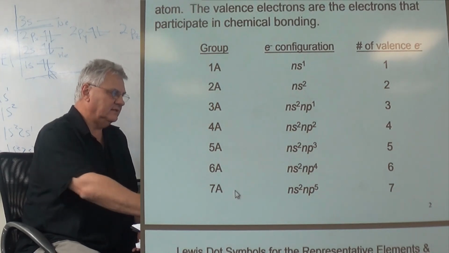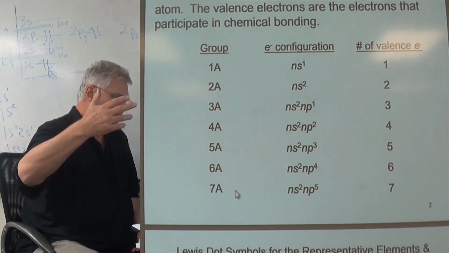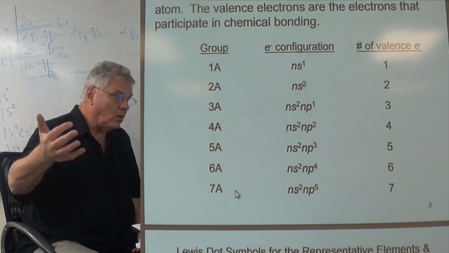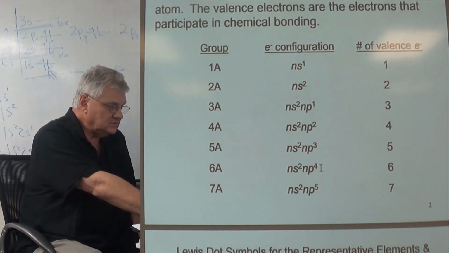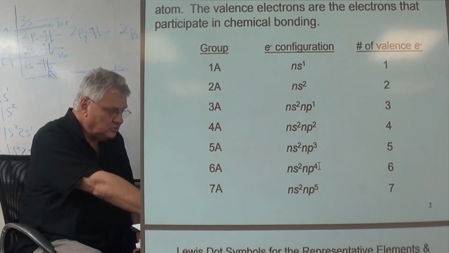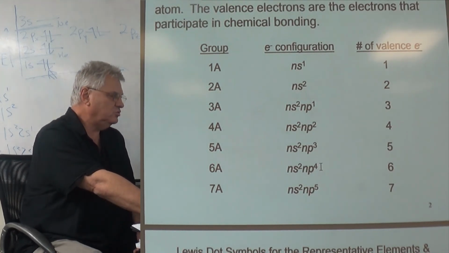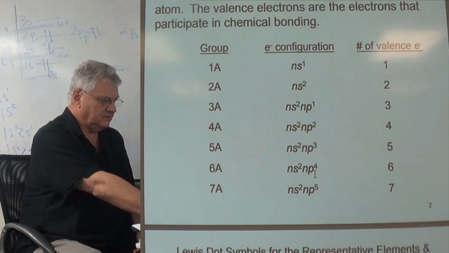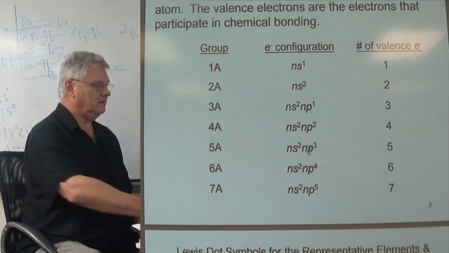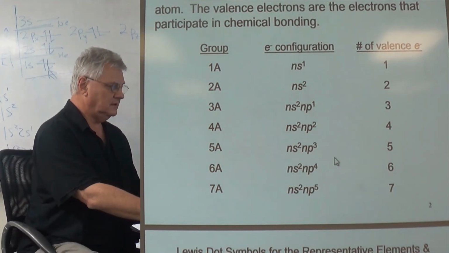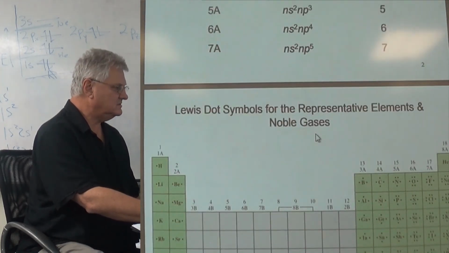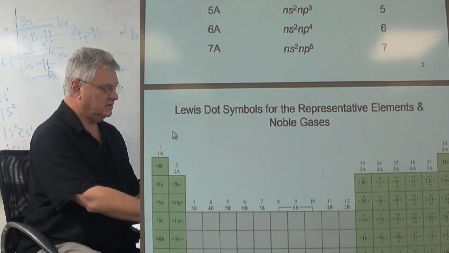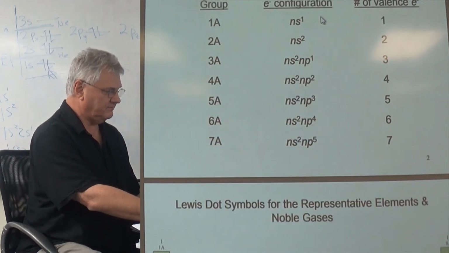So group 7A, chlorine, bromine, iodine, they gain 1 more electron and they form an ion with a -1 charge. Oxygen, sulfur, gain 2 electrons and have a 2- charge to fill the p orbitals. Nitrogen, phosphorus gain 3 electrons and have a 3- charge. So you can kind of understand the charges of the ions that are formed based on the electron configuration of the valence electrons.